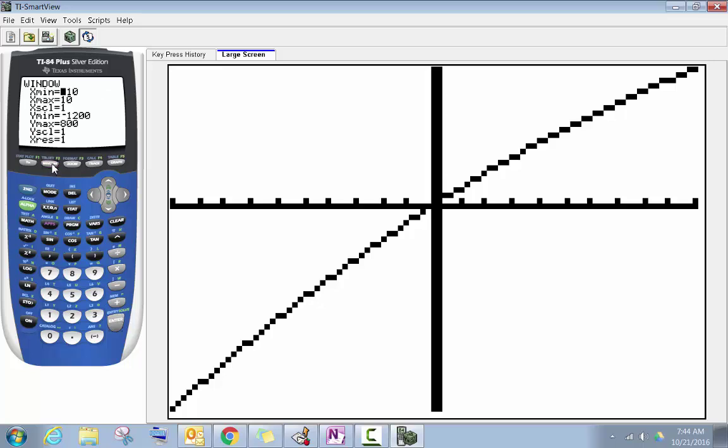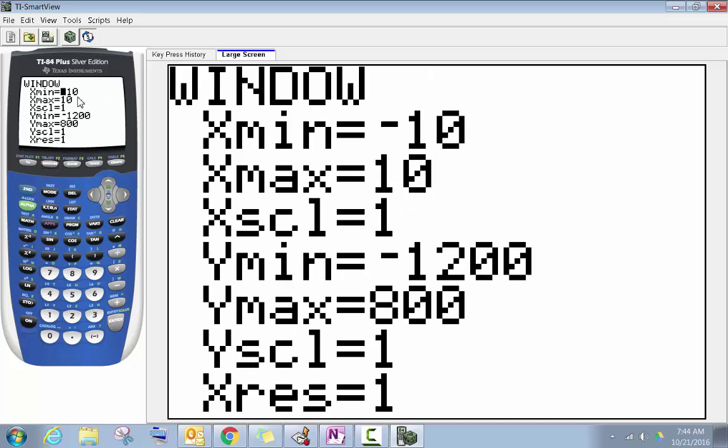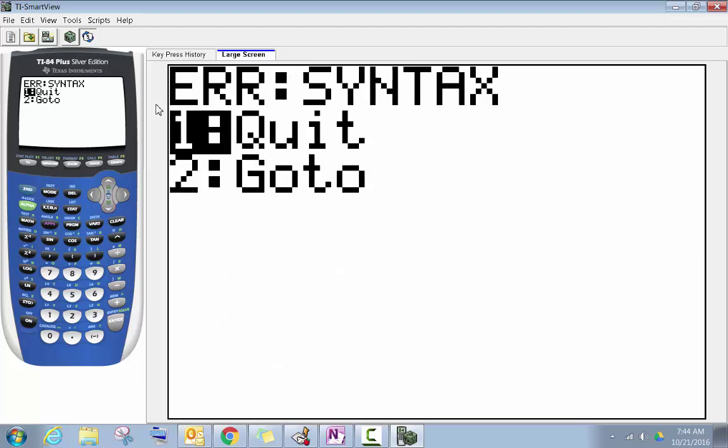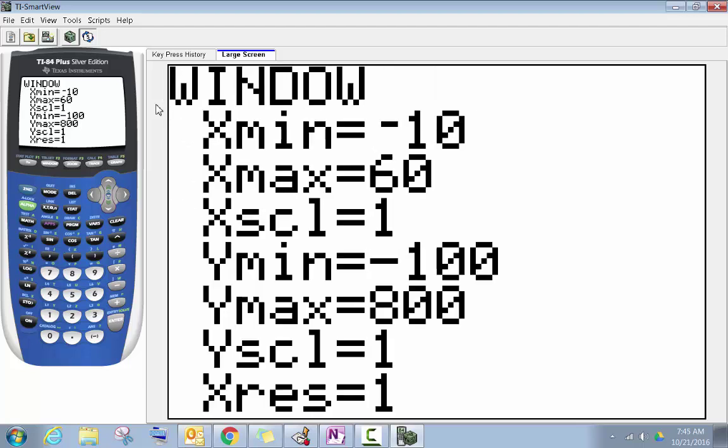So I'm going to go to Window, and then in the X, I'm going to go to negative 10, but I'm going to go up to, I don't know, let's try 60. The Y min, I think negative 1200 is kind of low. We don't need that far. I'm going to do a negative 100. And then my Y max, and it's supposed to be a negative, not a minus. I'm going to go up to, I don't know, 2000 and see what we can get there.